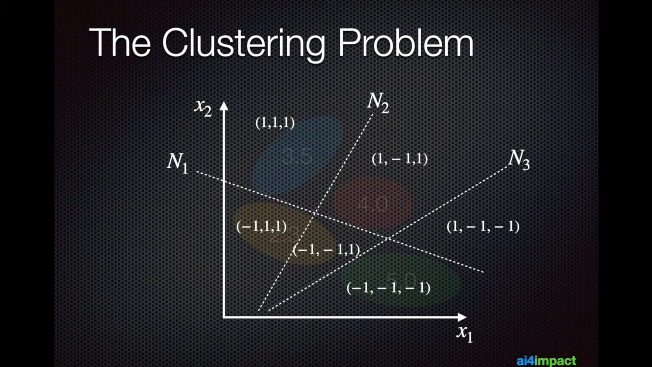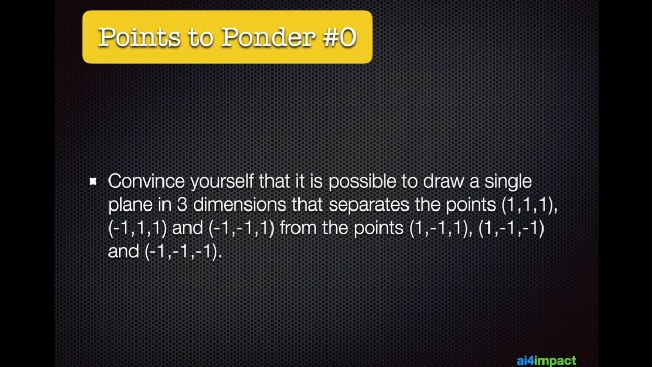Let's see how this would work. If we drew now the X1 decision boundary, it would appear as a crooked line in the original input space. You need to convince yourself that it is possible to draw a single plane in 3 dimensions that separates these points.